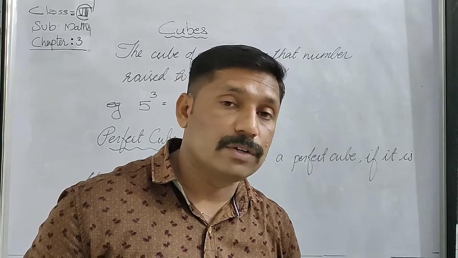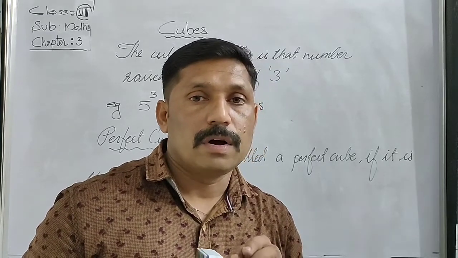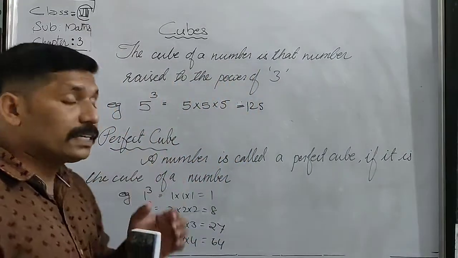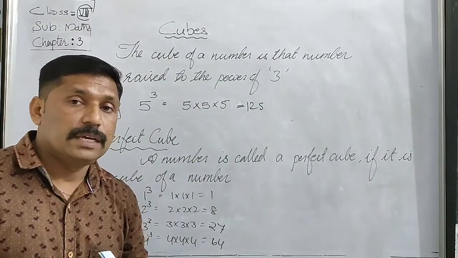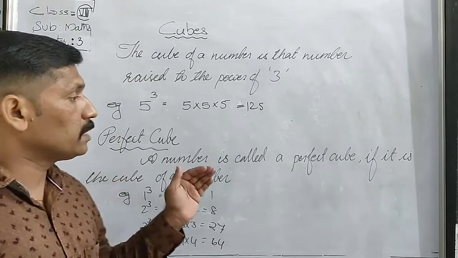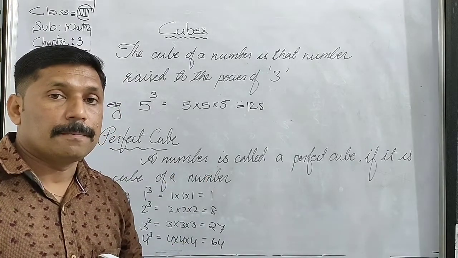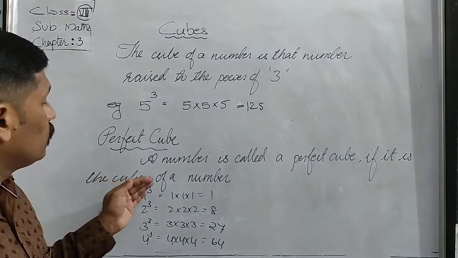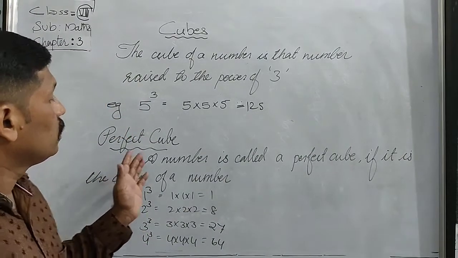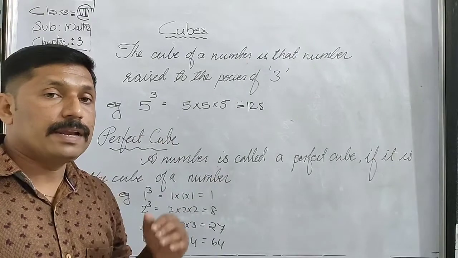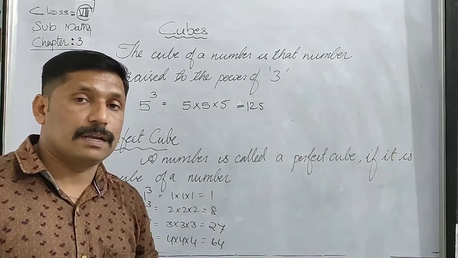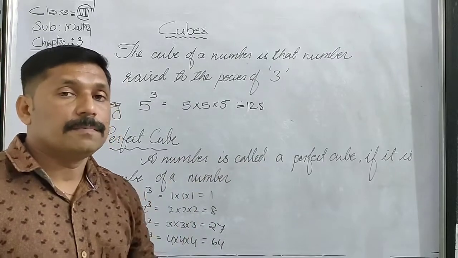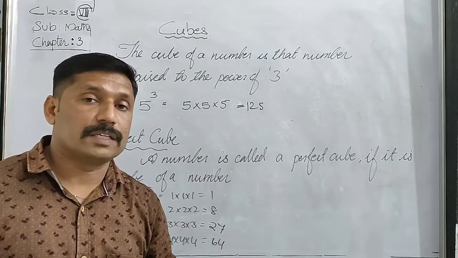So in order to find out the cube of a given number, we have to multiply that number 3 times. Next, perfect cube. What is a perfect cube? If a number is expressed as the product of a given number three times, then that number is called the perfect cube of the number. So if a number is the cube of any other number, then that number is called a perfect cube.